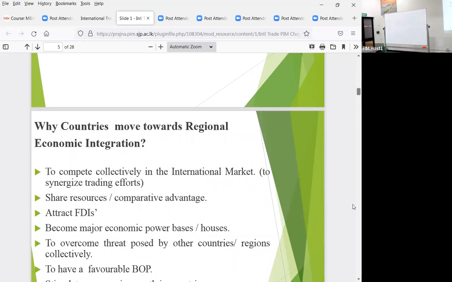So by entering into a free trade agreement or integration, you are attracting more foreign direct investment into Sri Lanka because you are targeting the Indian market, which is a huge market, with its population and so on, right? So that is one way of attracting FDI. Then, what else? Yes.